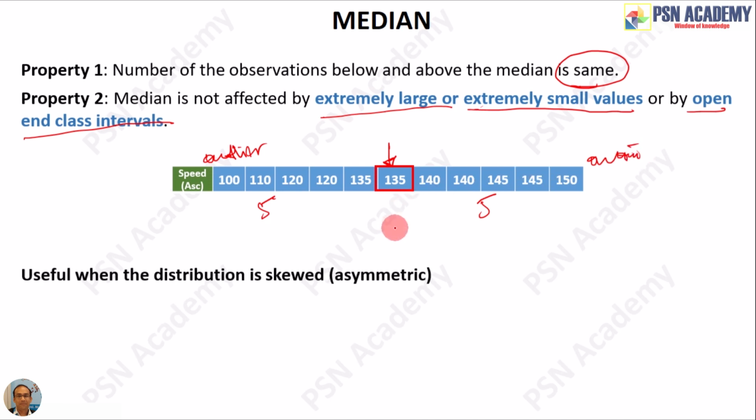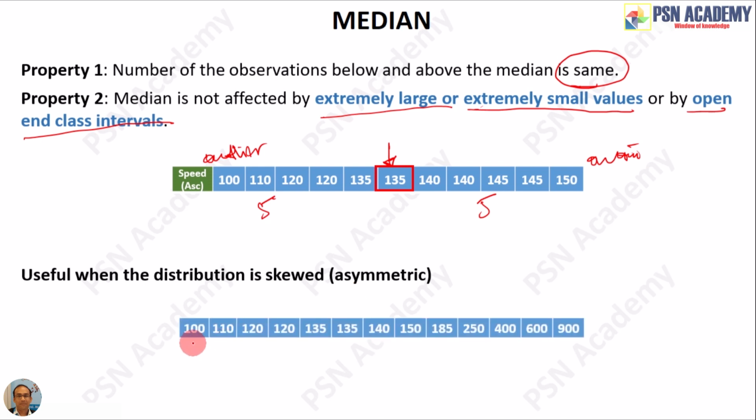Now the question is, when will you go with median? If your distribution is skewed or asymmetric, then median will be a very good choice for finding the central value. Take this example. Here you see 100, 110, 120, the gaps are 10 here. And from here you notice that the gaps are increasing. After 185, it goes straight to 250, then to 400, then 600, then 900. That means this data set is actually skewed.